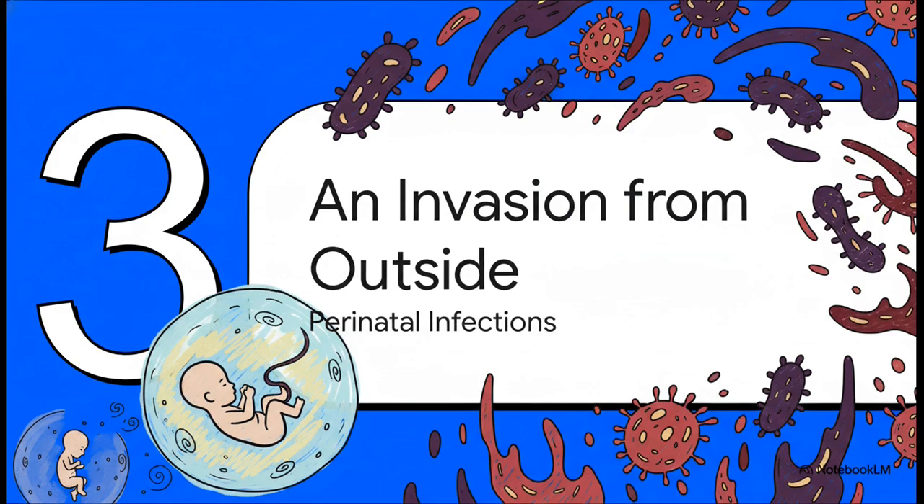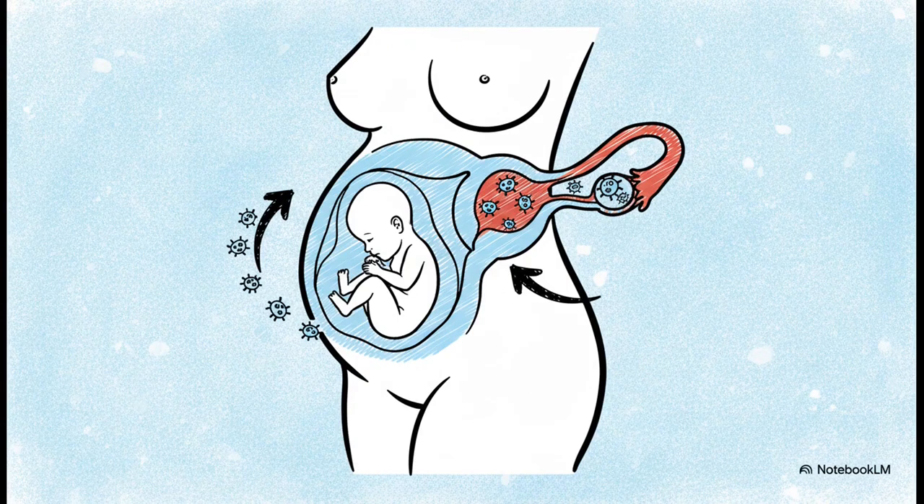The extreme vulnerability of a premature baby's organs really highlights a bigger problem, the immaturity of the entire newborn immune system. And this makes them a perfect target for our third topic today, an invasion from outside. Perinatal infections are a huge threat to a system that just isn't ready to fight back yet. So how do these infections get to the fetus or the newborn? Well, there are two main highways.